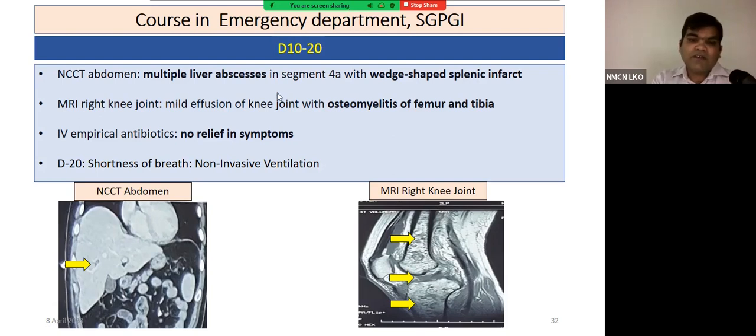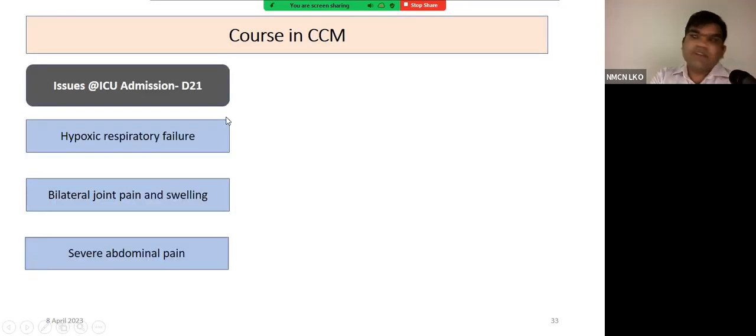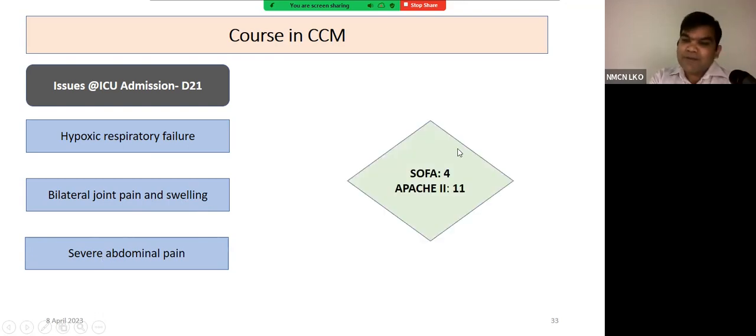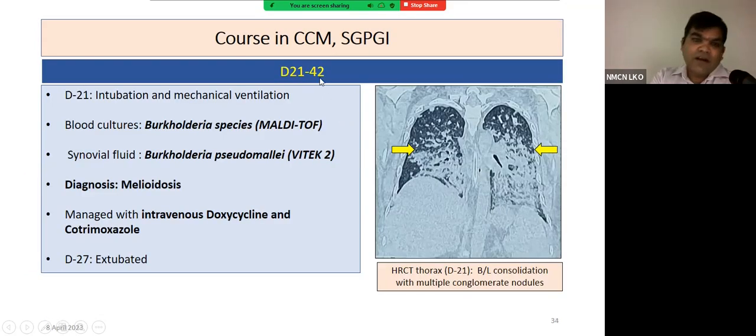Non-invasive ventilation was started, and on day 21, the patient was shifted to our department with hypoxemic respiratory failure, bilateral knee joint pain and swelling, and severe abdominal pain. At the time of admission, the patient had SOFA 4, APACHE 11. On day 21, in view of worsening respiratory distress, the patient was intubated and continued on mechanical ventilation.